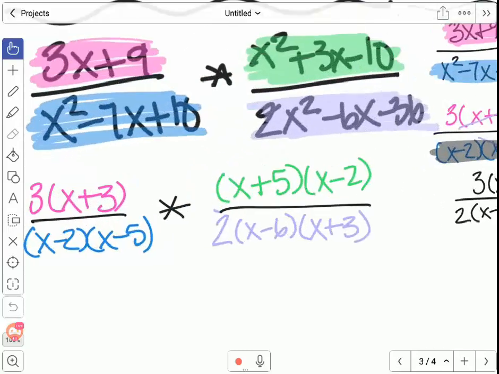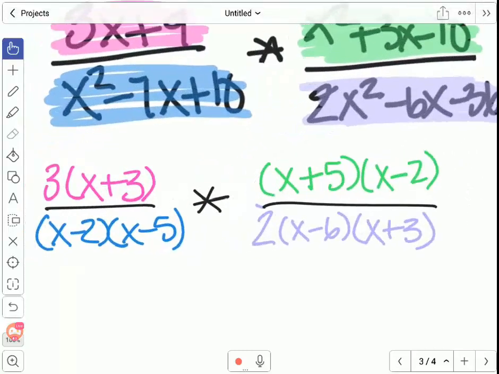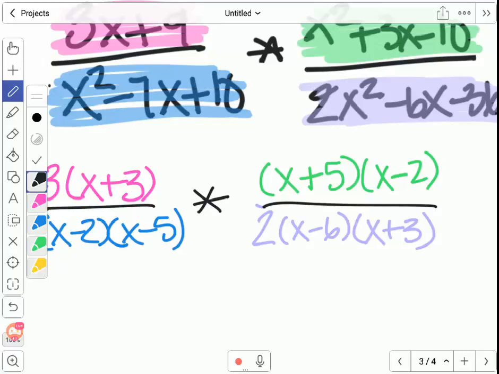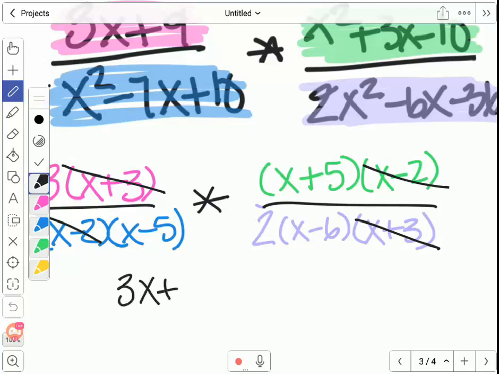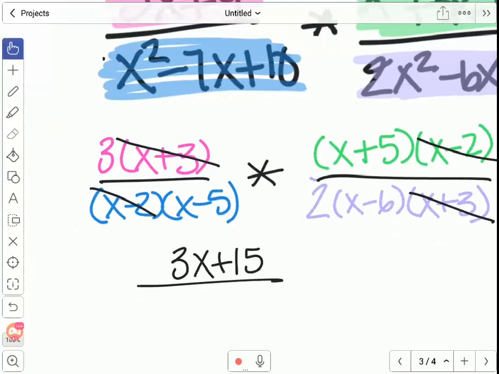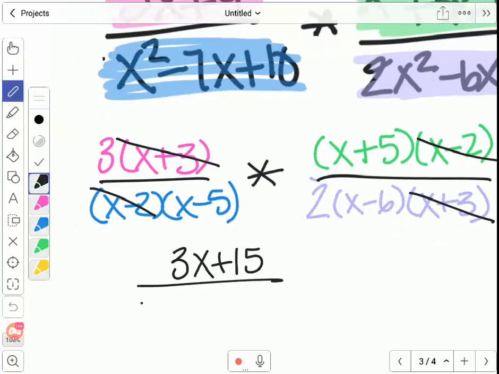So first period, we're still working that one out. I'm going to cancel out, let's see what cancels. Ooh, my x plus 3's cancel. And also my x minus 2's are going to cancel out. There's nothing else that cancels, so I'm left with 3x plus 15 divided by 2 times x minus 5 times x minus 6.